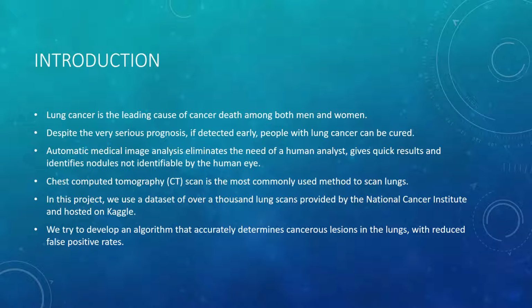Most of the lung cancer images are basically obtained using CT scans, and in this project we are going to use a data set which is hosted on Kaggle that has over 1,000 lung scans, and we will try to develop an algorithm that can classify these lung scans as cancerous or not cancerous with a reduced number of false positives and in a fast manner, so that we can tell patients at an early stage that they have lung cancer and that they have better chances of survival.